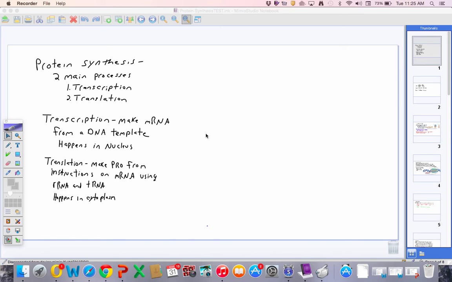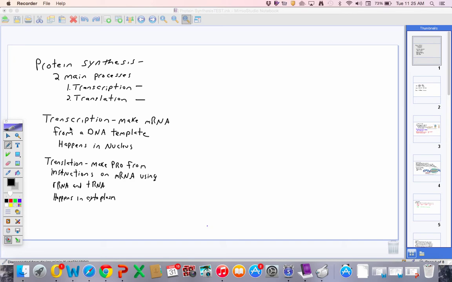Okay, so let's look at protein synthesis. Protein synthesis has these two major processes, transcription and translation. Transcription is how we make the mRNA. We're going to talk about the three different types of RNA in a little bit, but the mRNA is basically going to carry the instructions for how to make the protein. But transcription is how we make that mRNA from a DNA template, and that happens in the nucleus.